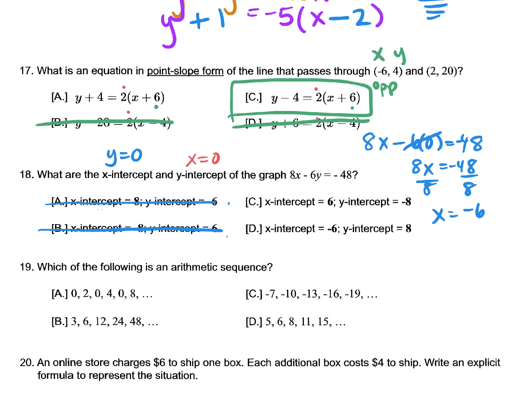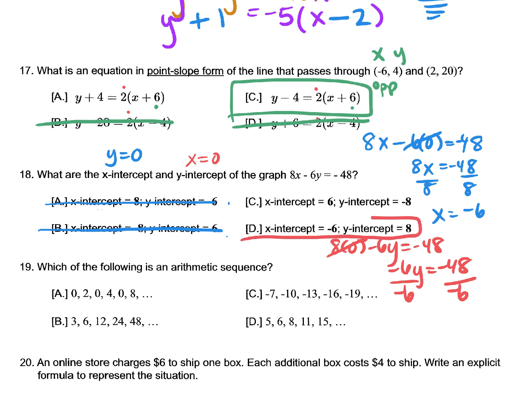So if you solve for the y-intercept, you set x equal to 0. So 8 times 0 minus 6y is equal to -48. So when you do that, your 8 times 0 goes away. You get -6y is equal to -48. Divide both sides by -6. And yes, you were right. It would be answer choice D because y would be equal to 8.